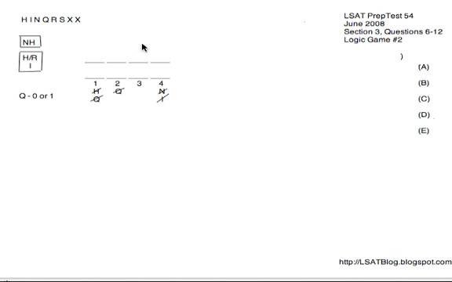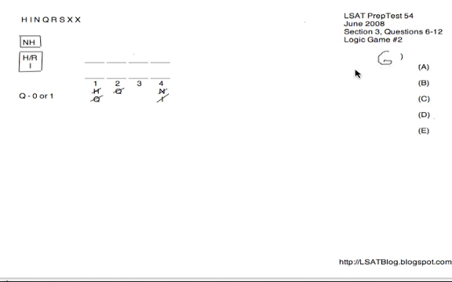You could make multiple main diagrams based upon the placement of NH on 1, 2, or 2, 3, or 3, 4, but I find that that doesn't affect enough other things because N and H are not directly related to enough other variables or rules in this game. So we'll move on to the questions.